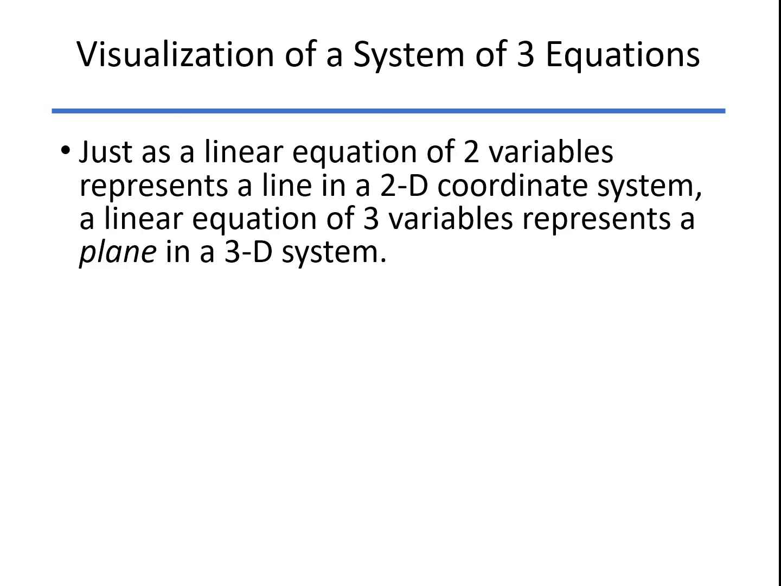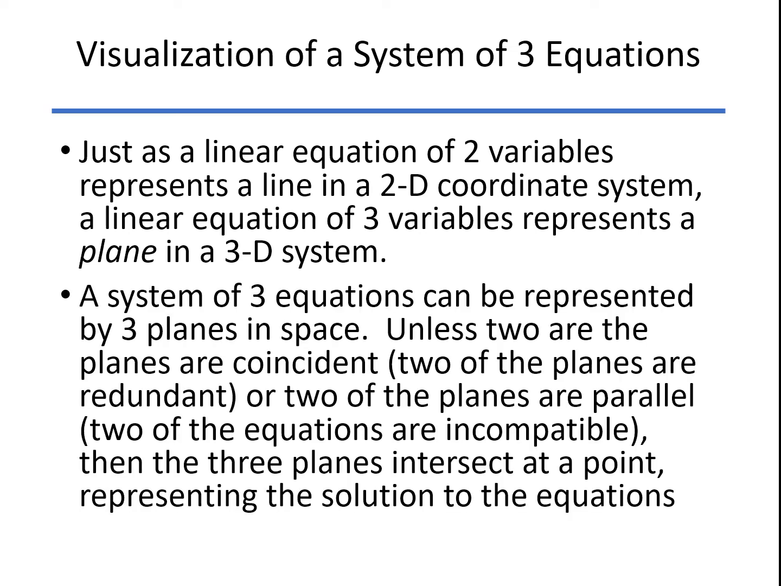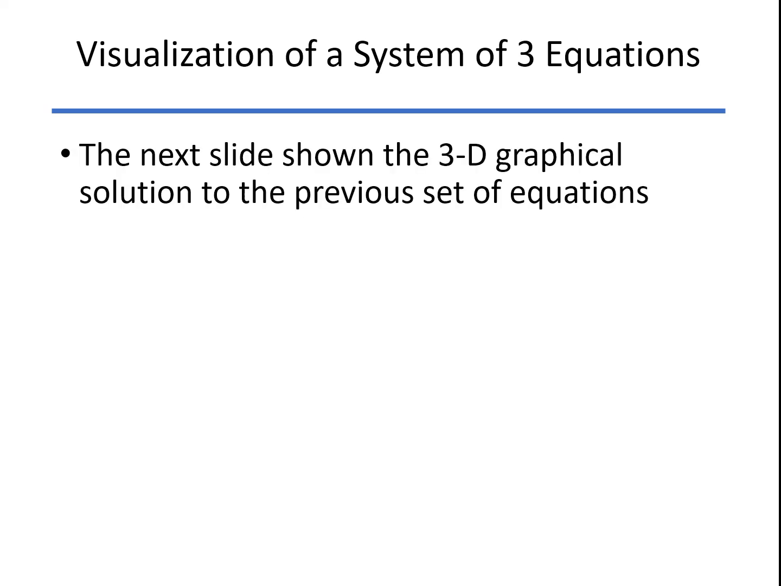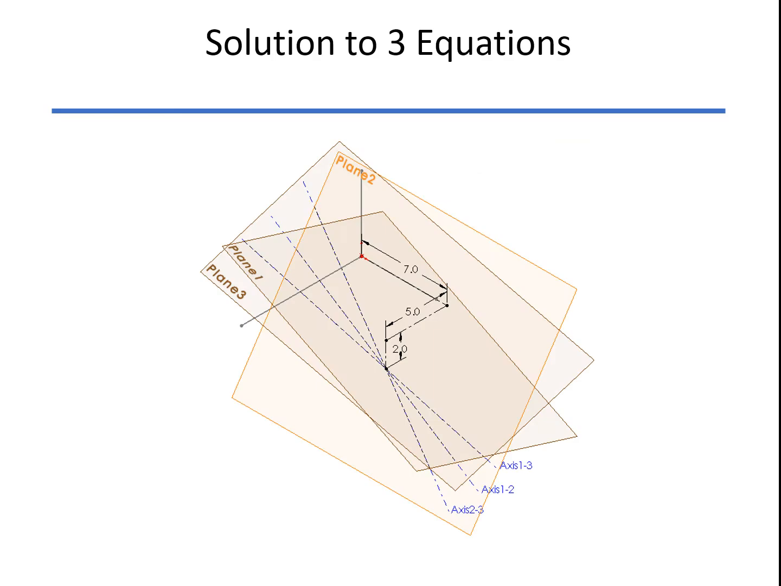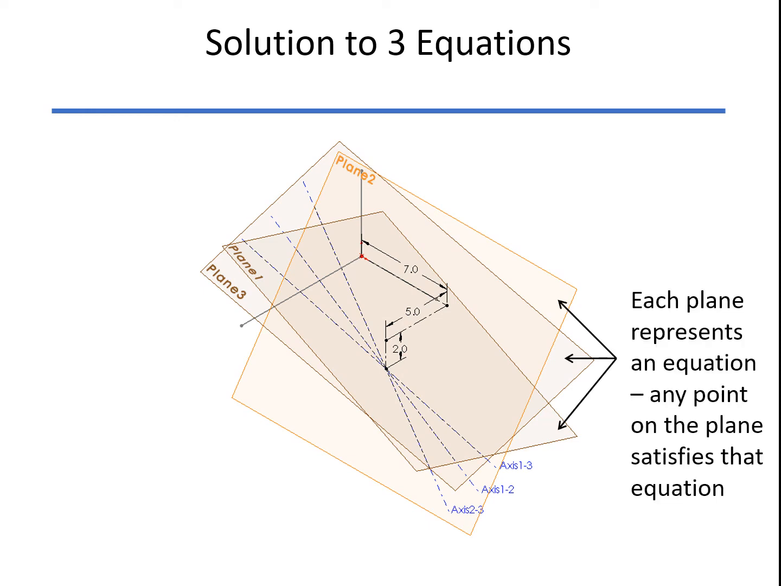Now, earlier we saw that if we have two linear equations, we could visualize the solution as the intersection of two lines. But a linear equation of three variables will form a plane in space. So let's take a look at those three equations we just looked at, and we can generate those three planes in space with a program like SolidWorks. And so each one of those planes represents an equation. Any point that's on that plane is a solution to that one equation.